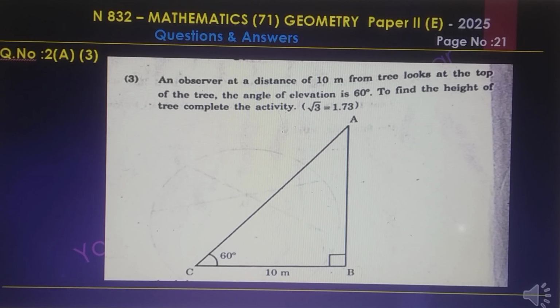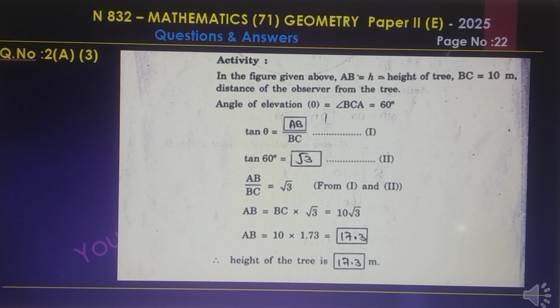Now question number 3. The observer at a distance of 10 meters from the tree looks at the top of the tree. The angle of elevation is 60 degrees. To find the height of the tree, complete the activity. Root 3 equal to 1.73. Then the activity equals here AB and root 3 and 17.3, and 17.3 meters. That is the answer.